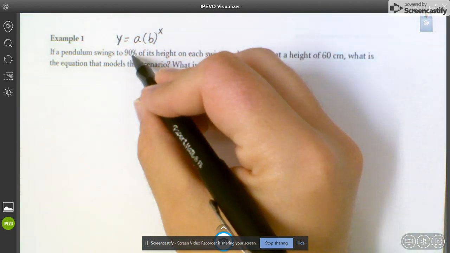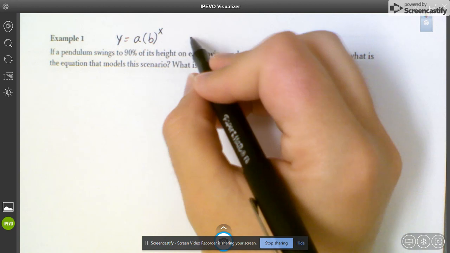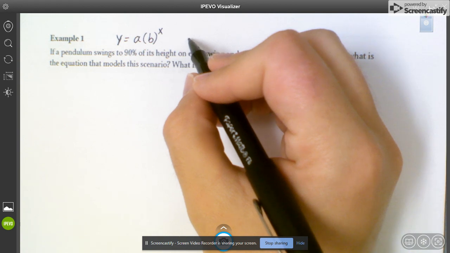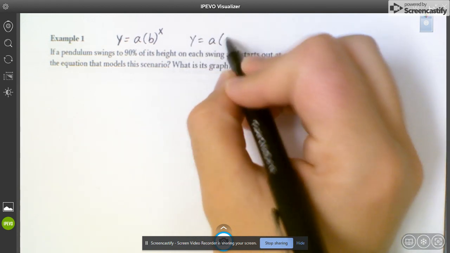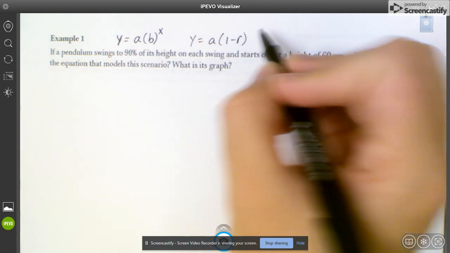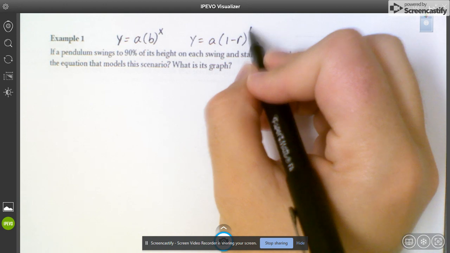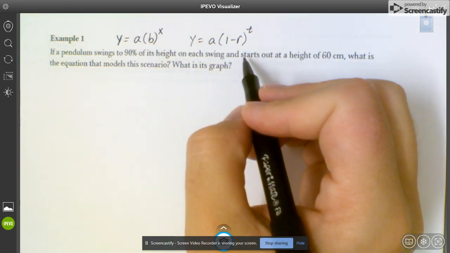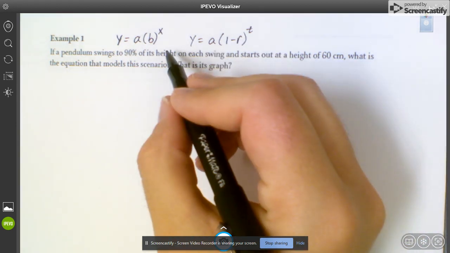Or I told y'all in the last videos that if you're dealing with percentage, you want to think about using the growth or decay with the 1 plus r, 1 minus r. And in this case, you can do that as well. You would do a times 1 minus r because we're decaying, we're going downhill, to the t power. And t in this case is time, but it's interval. So in this case, it's actually each swing.